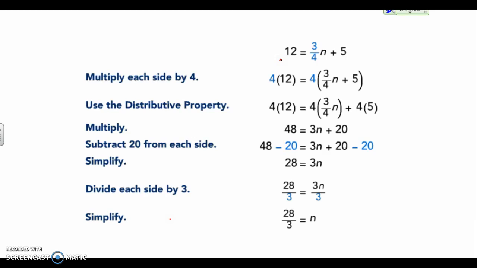4 times 12 is 48. When we multiply 4 times 3/4 n, our 4's cancel out, and that leaves us with 3n. And then 4 times 5 is 20. Now we have a two-step equation, so we're going to begin by subtracting 20 from both sides of our equation. 48 minus 20 is 28 equals 3n. We divide both sides of our equation by 3, and n equals 28 thirds. Again, you can leave that as a mixed number, improper fraction, or decimal.